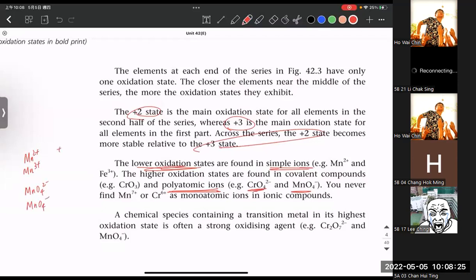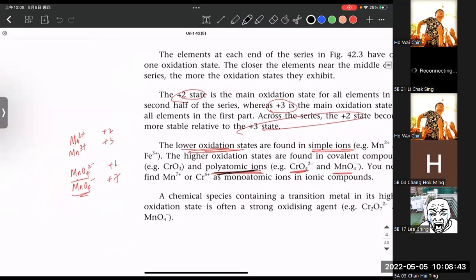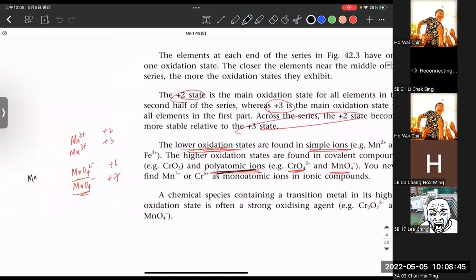Now being +2, +3, +6, and +7. So you may find this a very special shape, right? So you may find this is a polyatomic ion. Now, please draw the structure of polyatomic ion MnO4 2- and MnO4-.